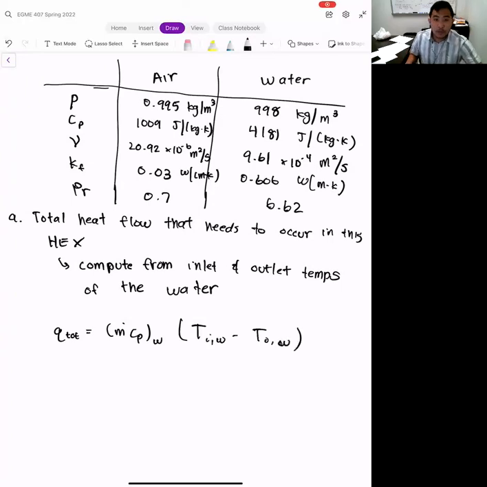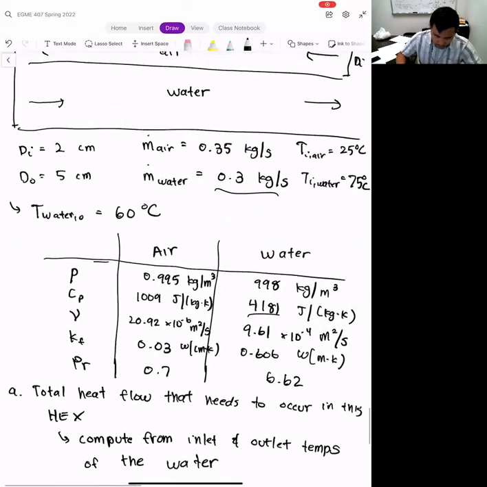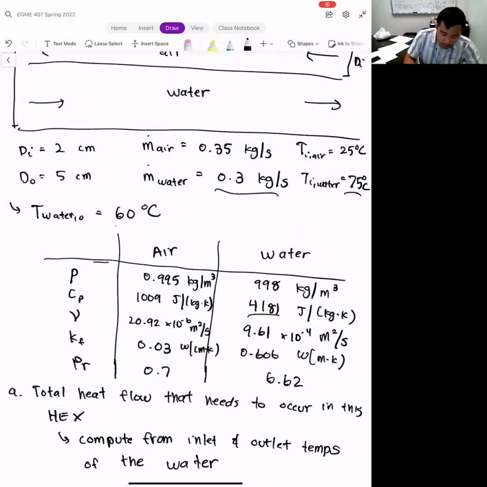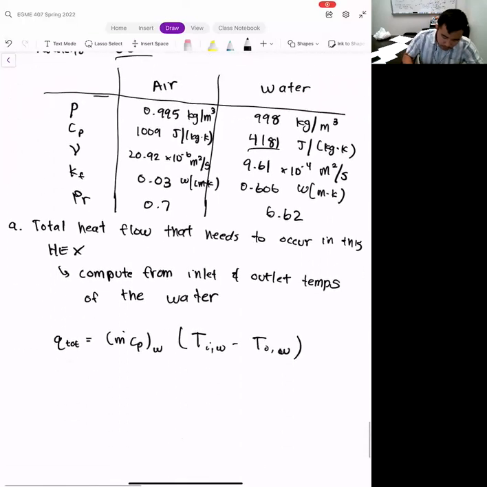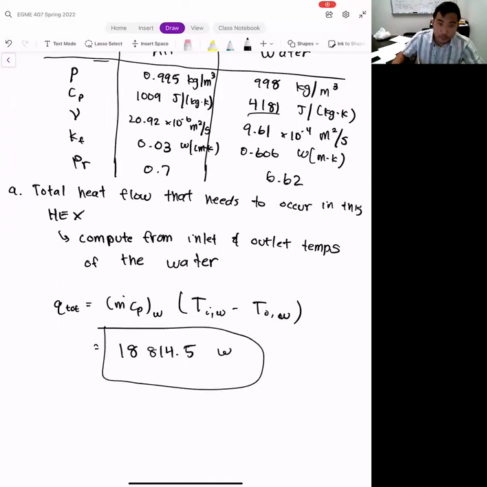Right, and so this is just a simple plug and chug. We have m dot for the water is 0.3. Cp for the water is 4181. And we have an inlet temperature of 75 and an outlet temperature of 60, and so the difference is 15. You plug in all the numbers for this, and you get a total amount of heat transfer of 18,814.5 watts. So that's part A of the problem.